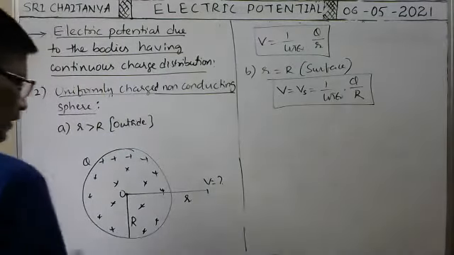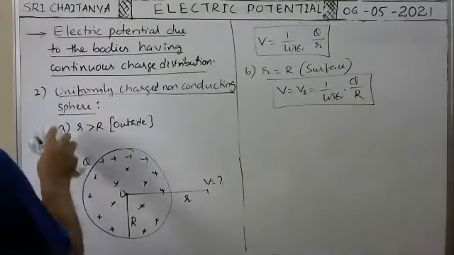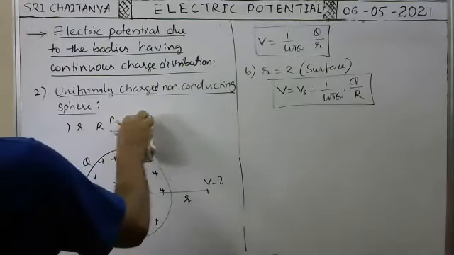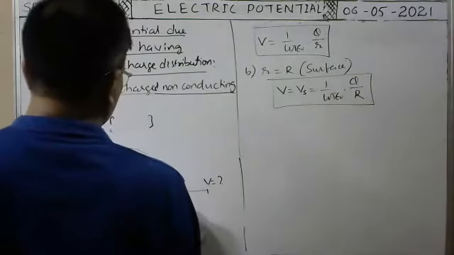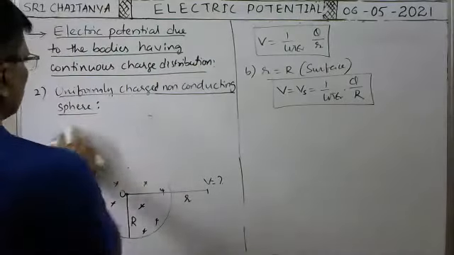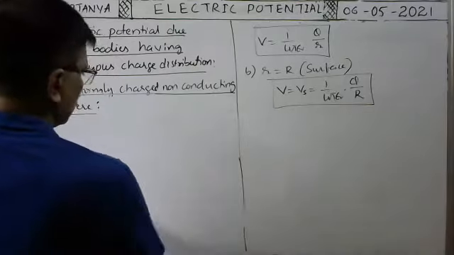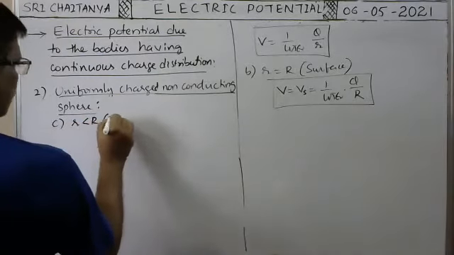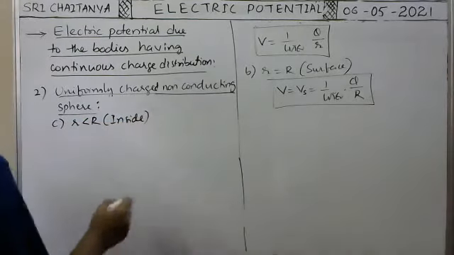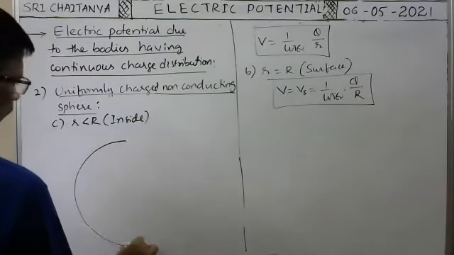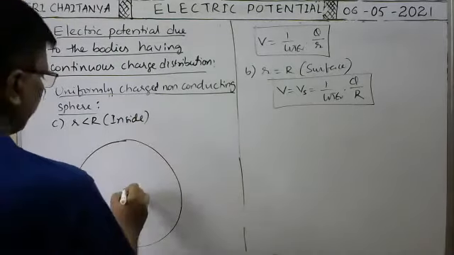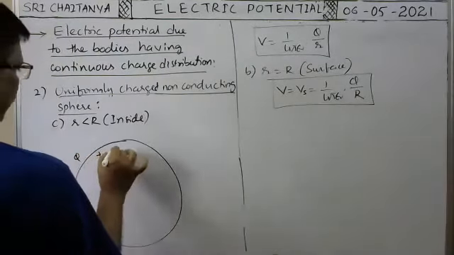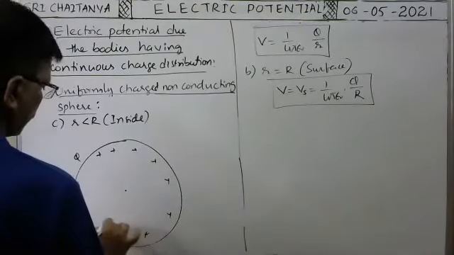Okay. Next, at any point inside. At any point inside, when r is less than capital R, that means inside. That is a very, very important form. It is the given non-conducting sphere. When charge is given, that charge distributes uniformly throughout its entire volume. Like this.